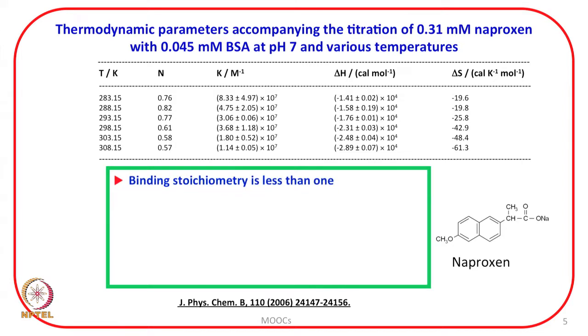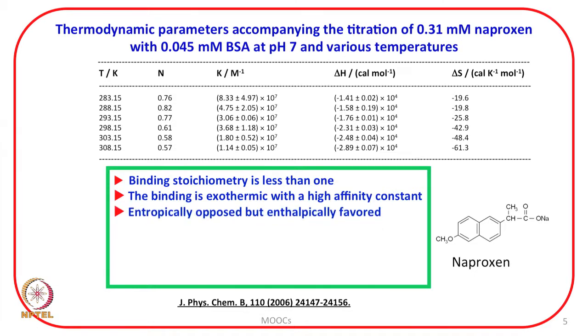Let us take a look at binding stoichiometry is less than 1. Now, if the binding stoichiometry is less than 1, then appropriate interpretation must be assigned. Second, binding is exothermic with a high affinity constant. Improving the affinity has been a priority in industry, and binding is exothermic means it demonstrates that the interaction of this drug at the binding site involves polar interactions.